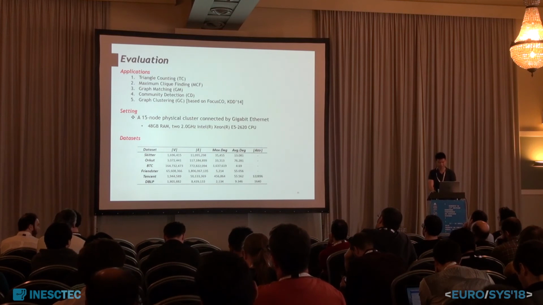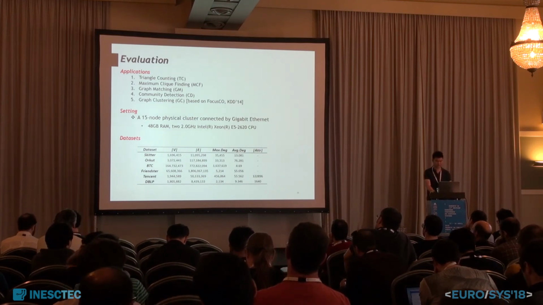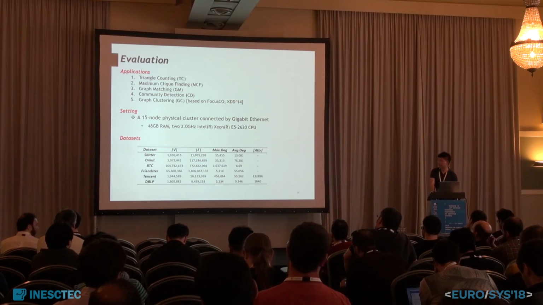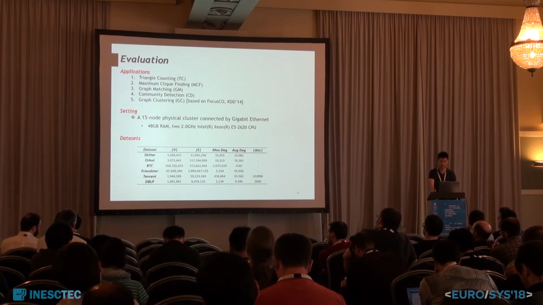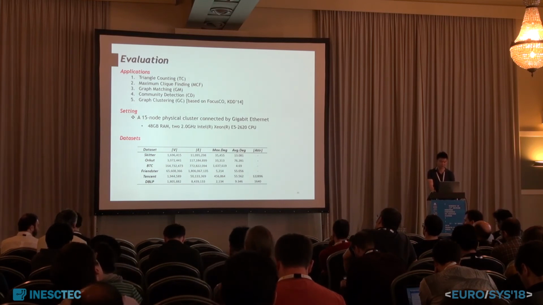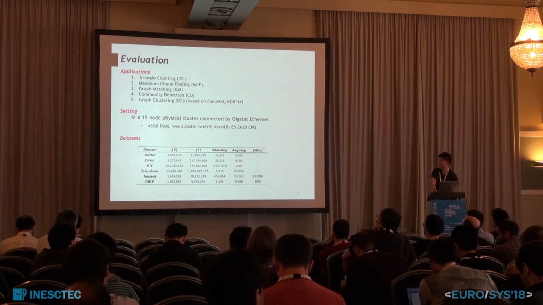As for the performance, we use the following 5 applications, ordered by their workload. Triangle counting and max clique finding are lightweight algorithms. Graph matching is a little bit heavier. Community detection and graph clustering are the most complicated algorithms. And we deploy on a 5-node cluster and use the following 6 real-world graphs.